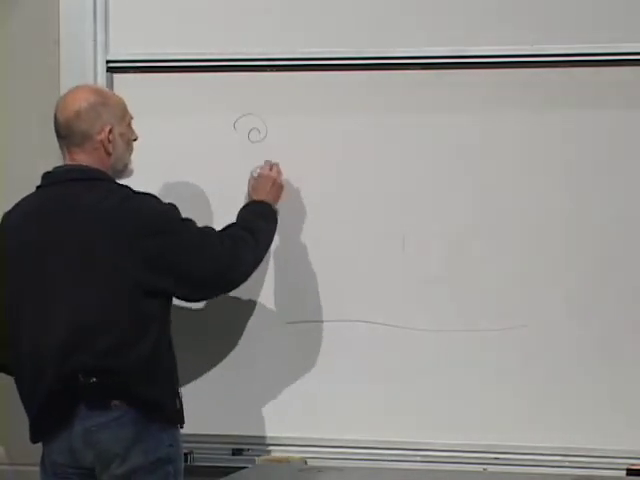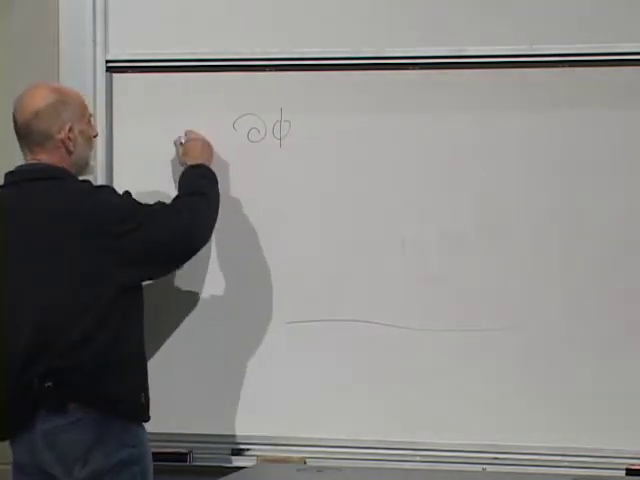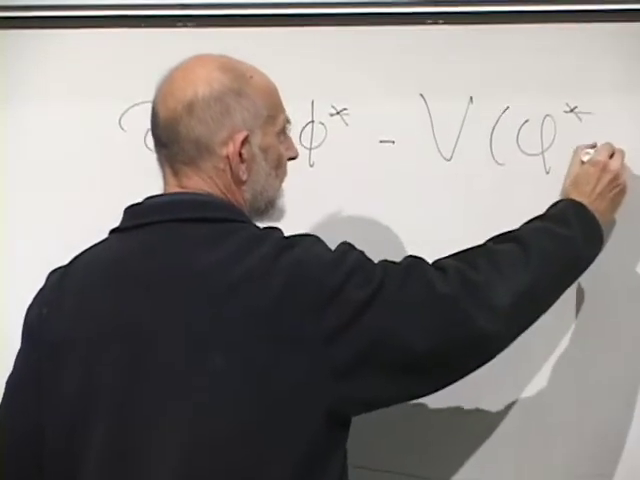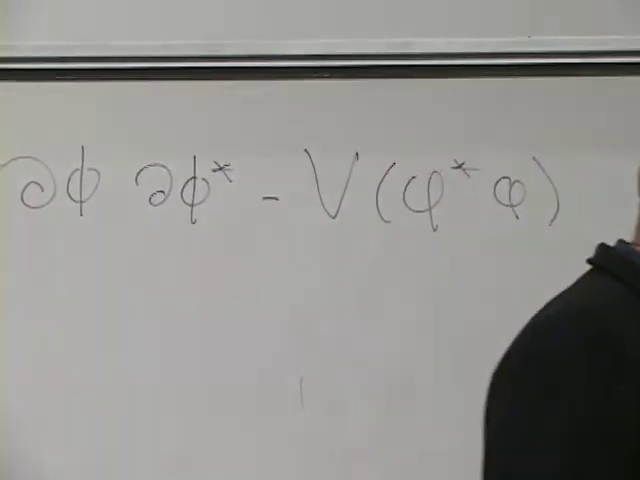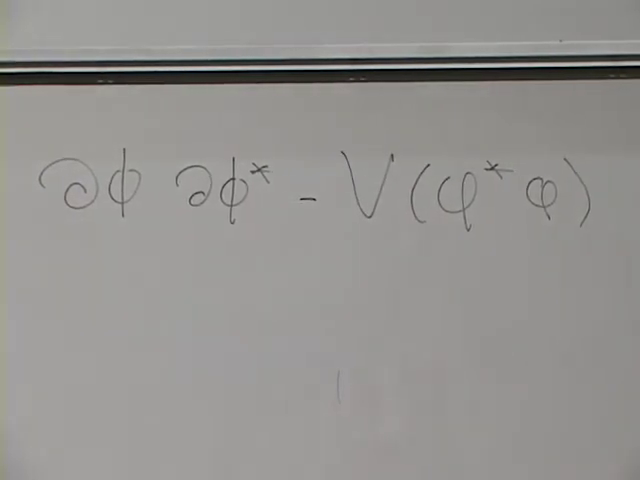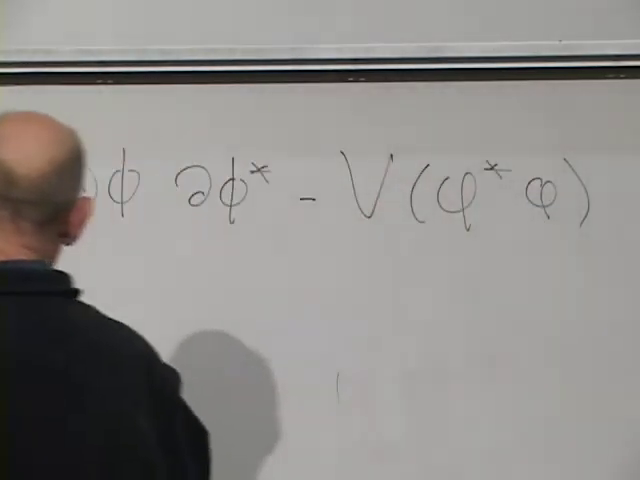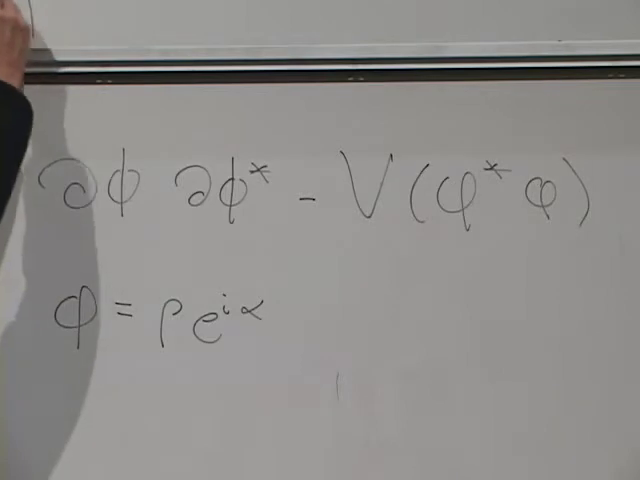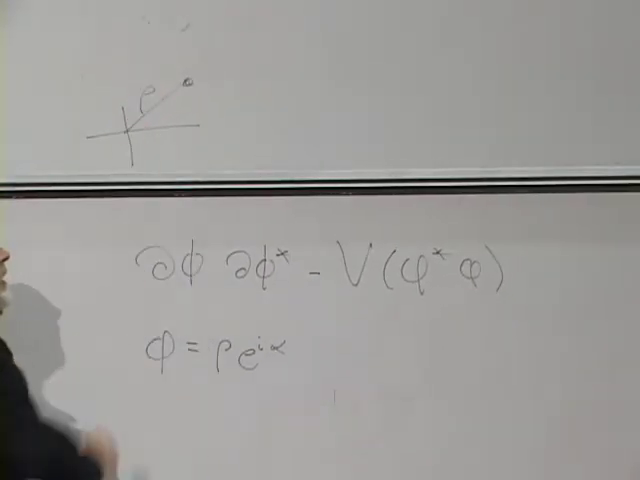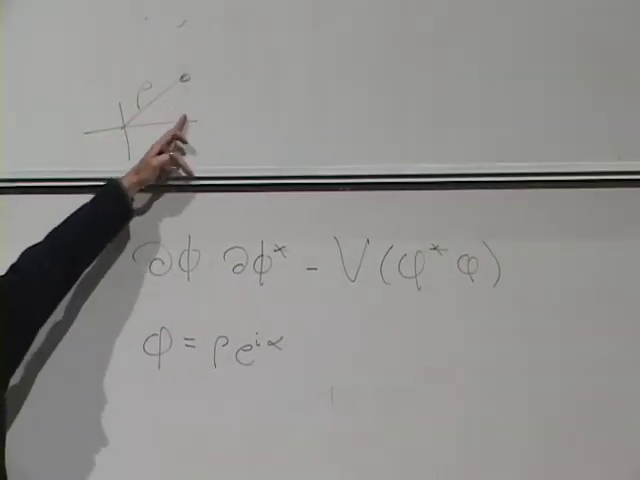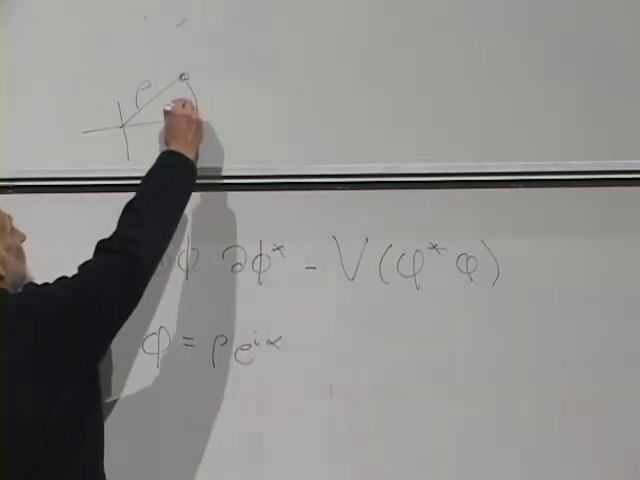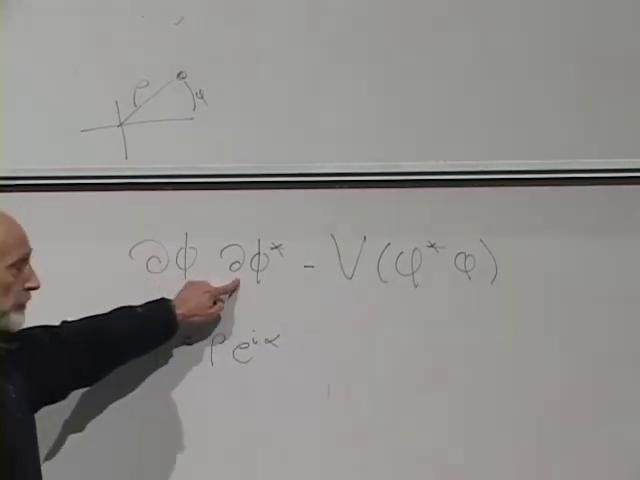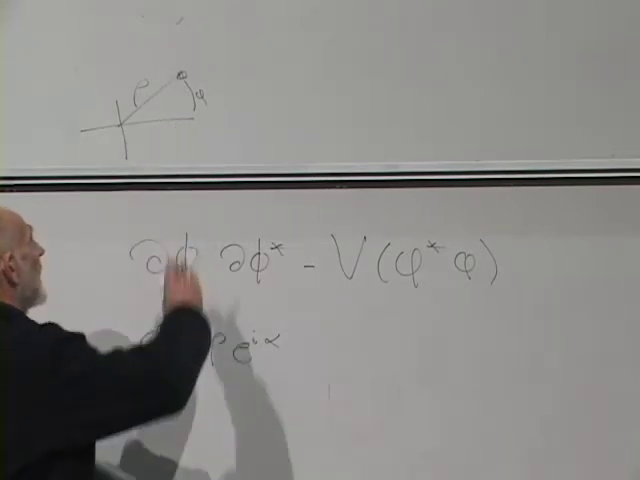So let's take the Lagrangian to be the derivative of phi times the derivative of phi star minus V of phi star phi. And now let's represent the field in a new way, not by the real and imaginary part of the field, but let's write phi is equal to rho times e to the i alpha. What is alpha? Alpha is the angle on the complex plane. Rho is the radial value of the field, in other words, the magnitude of the field, and alpha is the angle. Rho and alpha are also fields. Rho and alpha can vary from place to place. And let's rewrite the Lagrangian in terms of rho and alpha. Now notice, this is alpha, not phi.